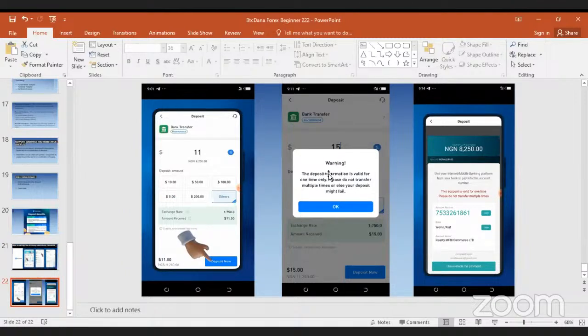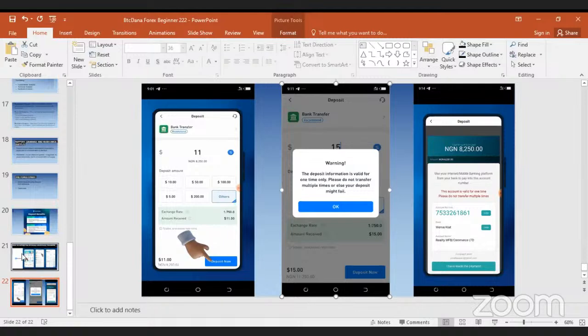Now please note, the deposit information is valid for one time only. Please do not transfer multiple times, or else your deposit might fail. What this means is that I figure there are some of us that when we want to deposit, we love to keep our account details, the one that was generated after clicking on deposit. The account details generated are just for 30 minutes use. Please don't keep it. After this deposit, if you want to make another deposit, go and generate another account details.